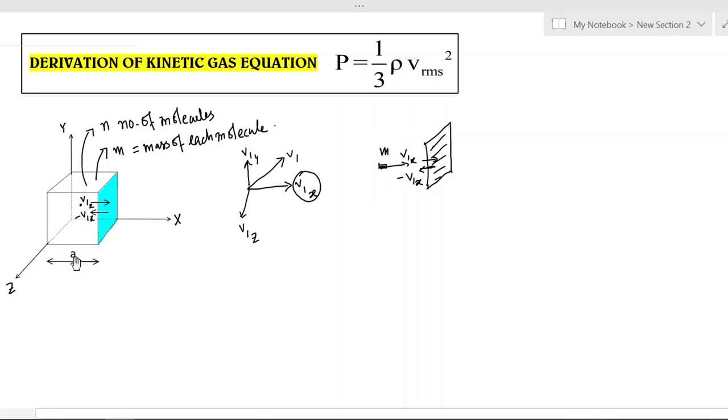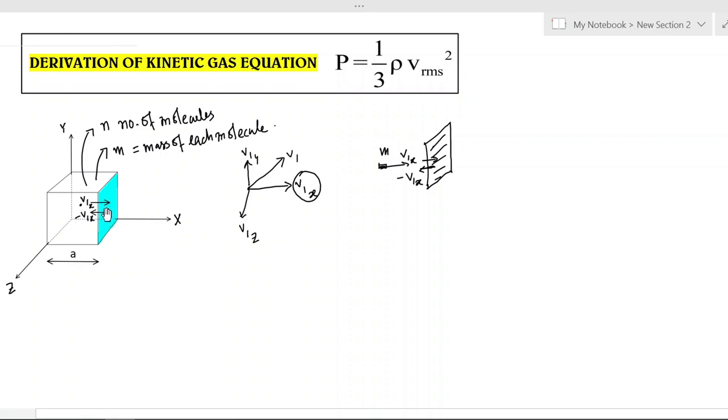The molecule is traveling a distance equal to a, right? After the collision is done here, the molecule is moving with velocity minus v1x and traveling a distance a, equal to the length of the edge of the cube. Then it collides with the back wall and comes back again, about to collide with the same wall, traveling a distance a. So right after the collision over here, it is traveling a distance a and colliding with the back wall. Again it's coming and traveling a distance a, just about to collide with the same wall again.